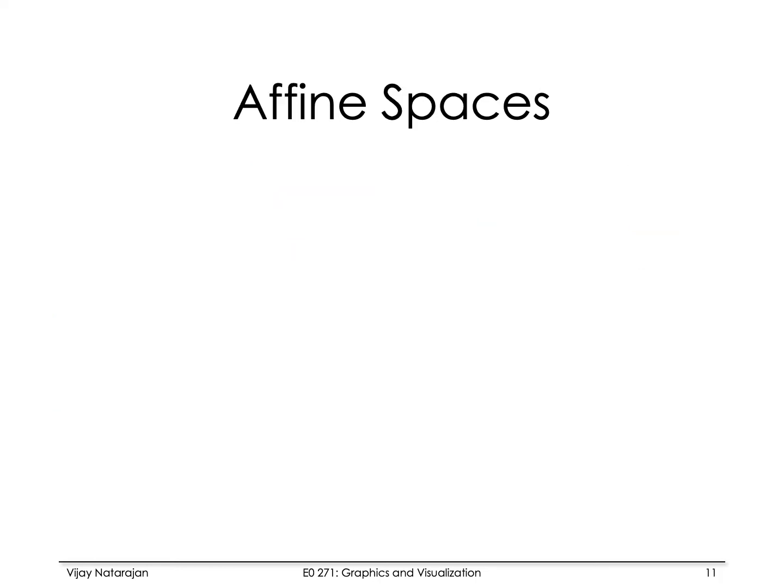The first construct, or maybe the only construct that we'll talk about, where we have a point and a vector, is called an affine space. An affine space is essentially a vector space together with a single point. You can think of this point as the origin. The vector space is a collection of vectors, and you add a fixed point, the origin. So together this gives you an affine space.